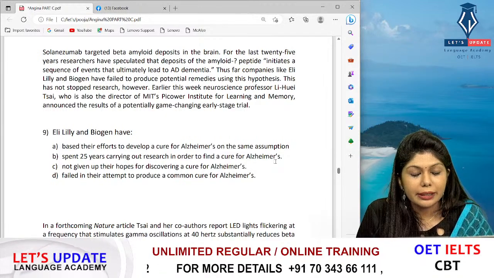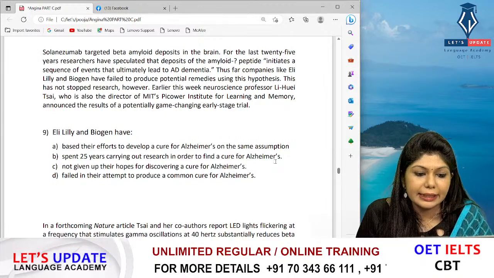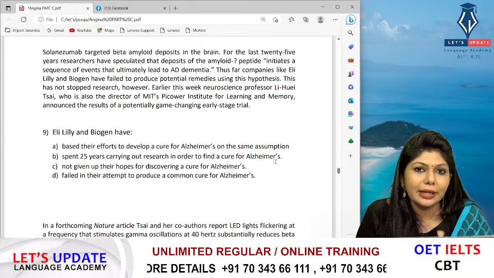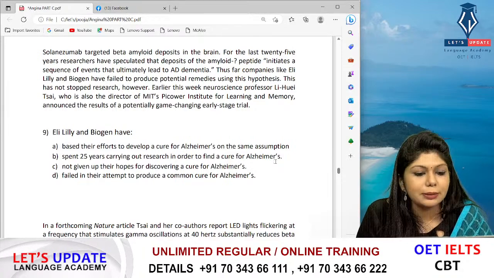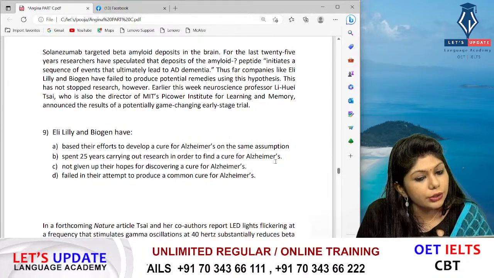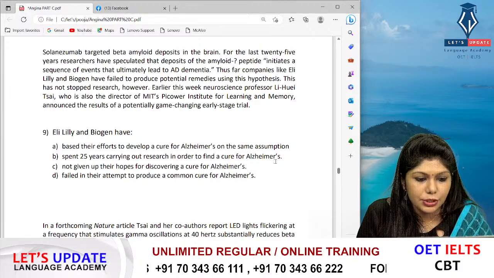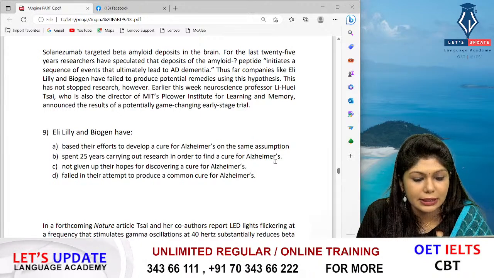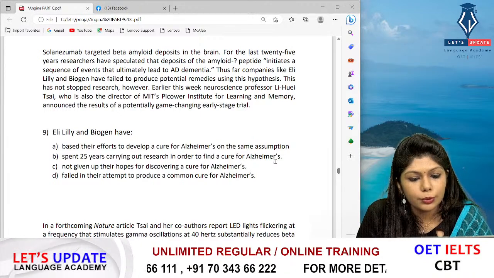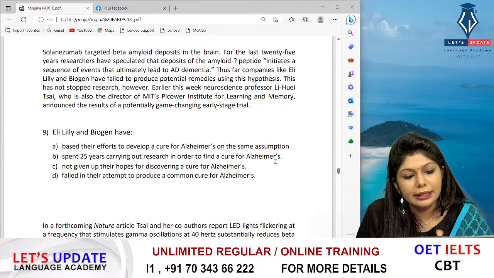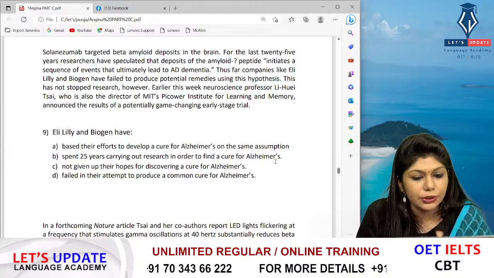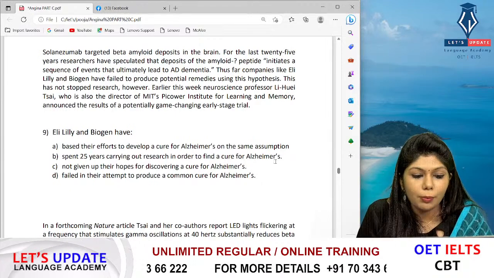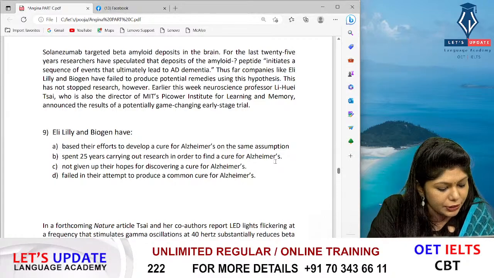So that was what the paragraph was about, and the question is: Eli Lilly and Biogen have... So what have they done? Okay, something related to them. Option A is base their efforts to develop a cure for Alzheimer's on the same assumption. B, spend 25 years carrying out research in order to find a cure for Alzheimer's. C, not given up their hopes for discovering a cure for Alzheimer's. D, failed in their attempt to produce a common cure for Alzheimer's. So these are the four options. What do you think is the answer for this question?